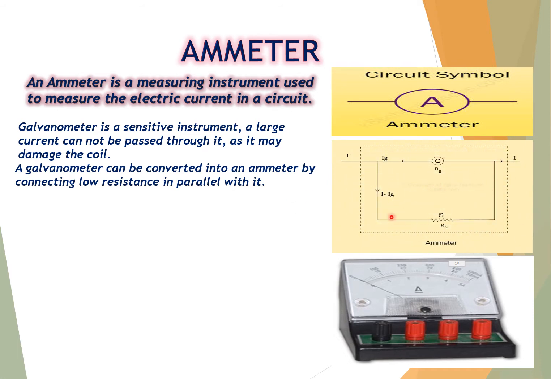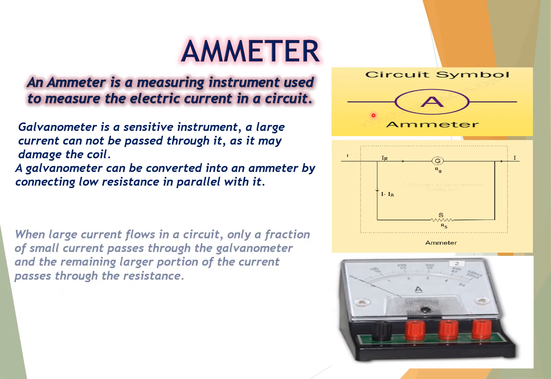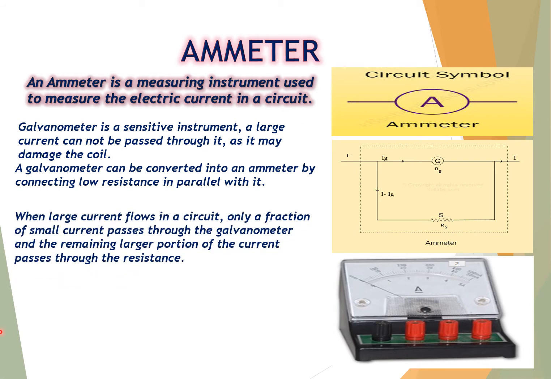Its circuit diagram is shown here. We connect the low resistance, or shunt resistance, in parallel with the galvanometer. Now this apparatus is converted and it is known as an ammeter. When a large current flows in a circuit, only a small fraction of the current passes through the galvanometer, and the remaining larger portion of the current passes through the resistance.